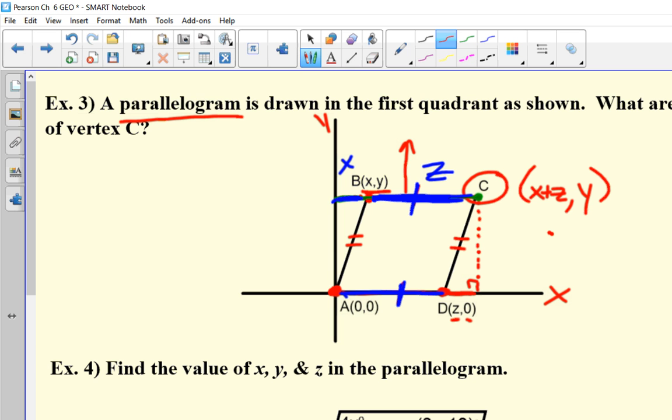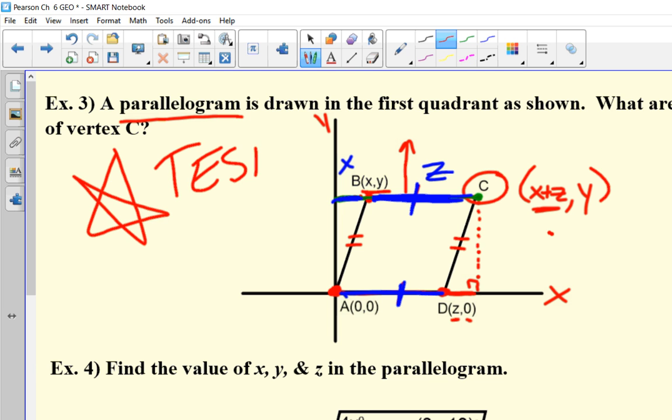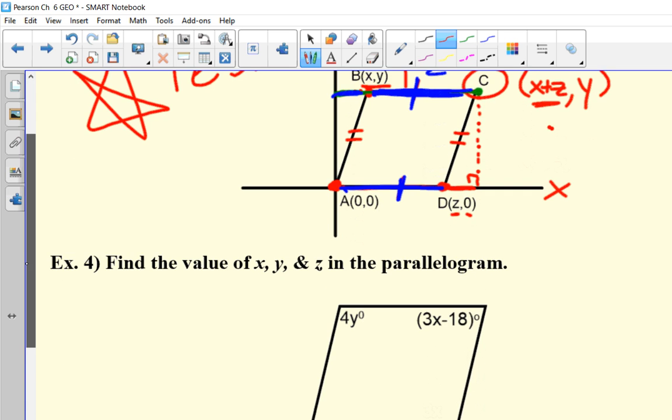So that would help me put those two together just to represent what is the x value at C. Okay, so make sure you put a big old star next to that one. Go back and look at that. This is a test question. It typically shows up in a chapter test and on your final. So I want to make sure we got that one down.